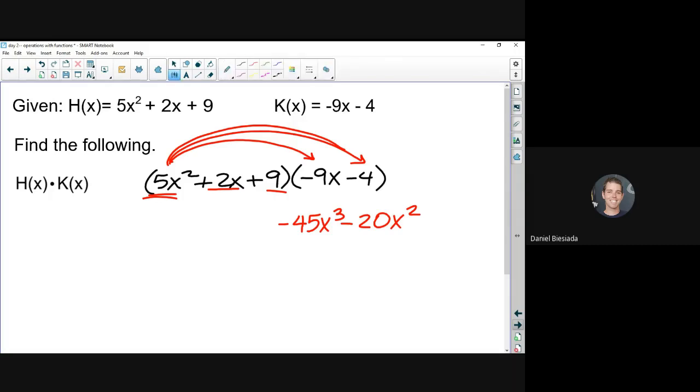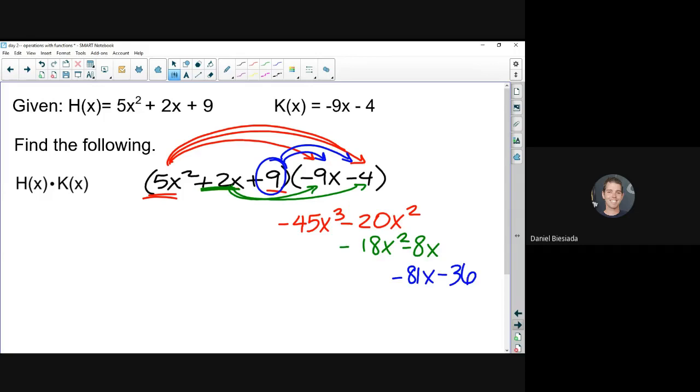For my second distributing, I am distributing that plus 2x. 2x multiplied by negative 9x, 2 times 9 is negative 18, and that will be an x squared because they are both regular x's. So I'll put that here. 2x multiplied by negative 4 will give me negative 8x. Finally, my last distributive property is with the 9. This is probably the easiest one. 9 times negative 9x would give me negative 81x. And 9 times negative 4 is negative 36.